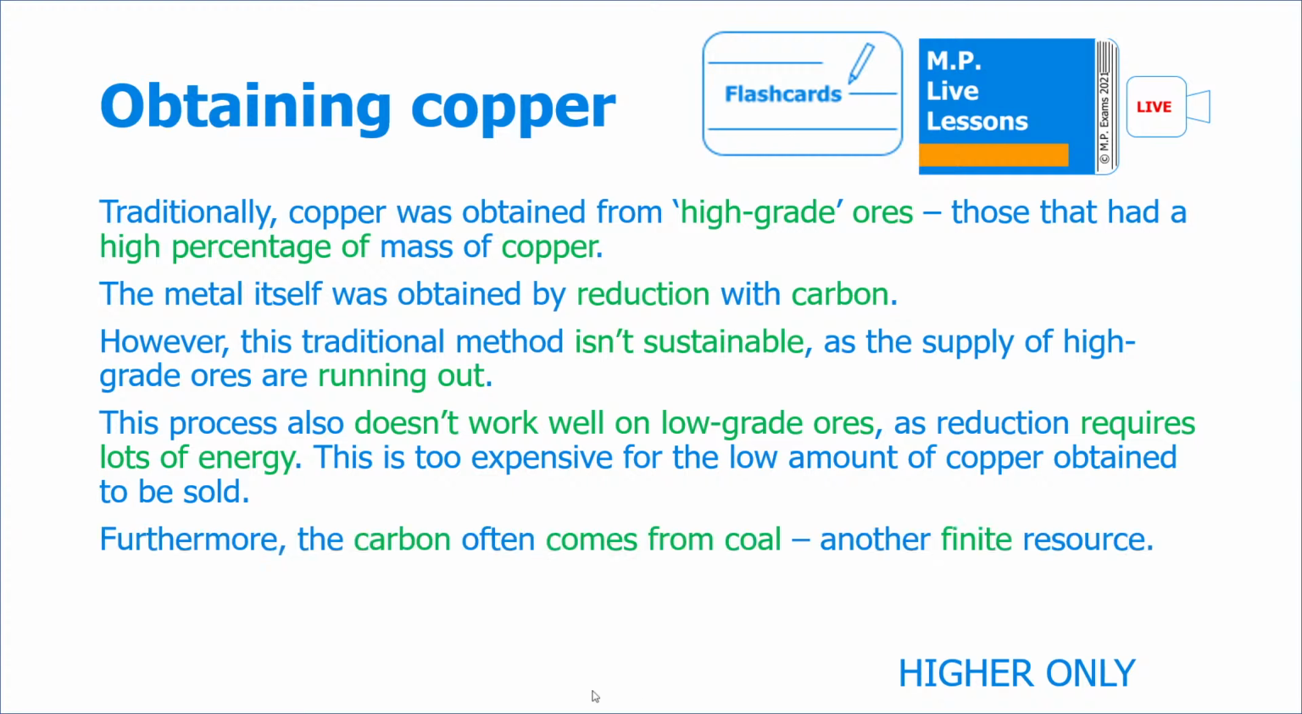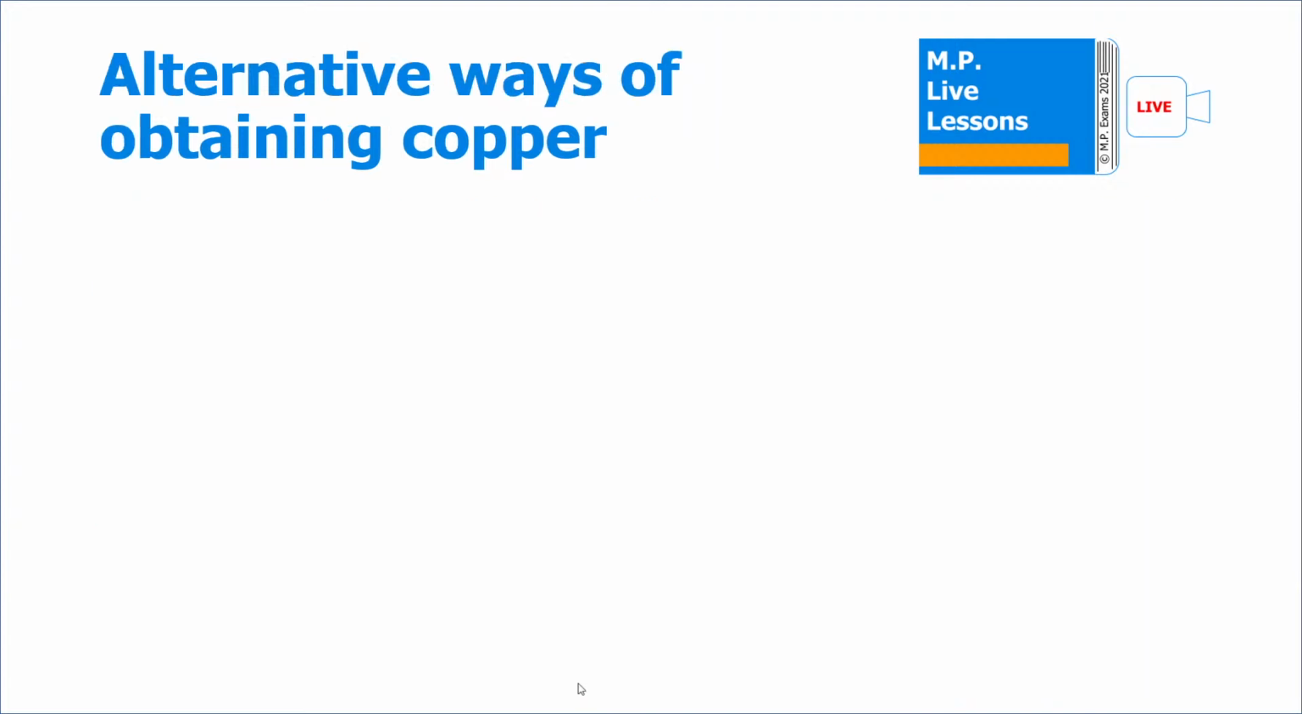Another point as well is that the carbon often comes from coal, another finite resource, and since the carbon reacts with oxygen, it often produces either carbon monoxide or carbon dioxide, which again contributes to global warming. So that's why we've had to switch to alternative methods of obtaining copper, one of which was phytomining.